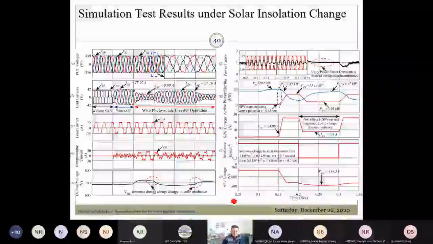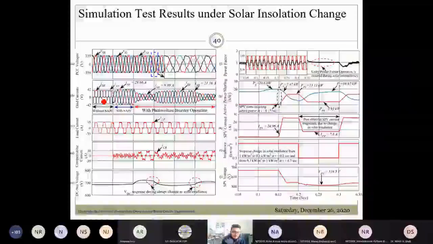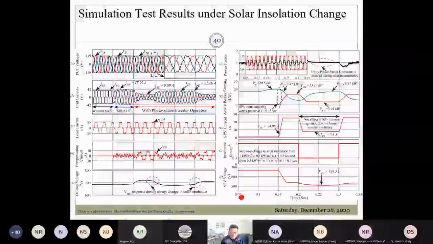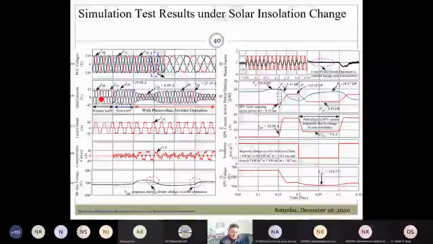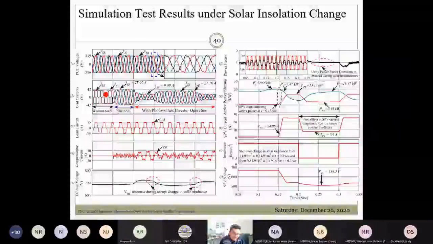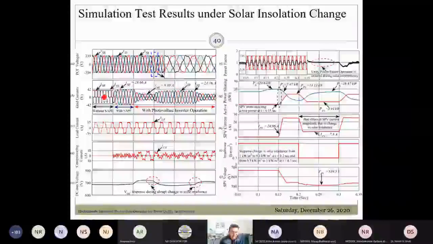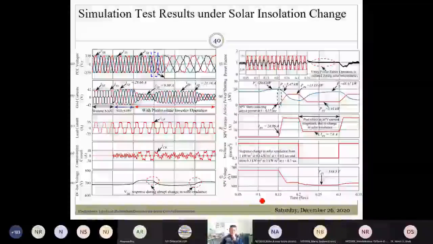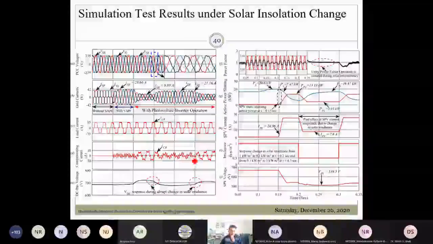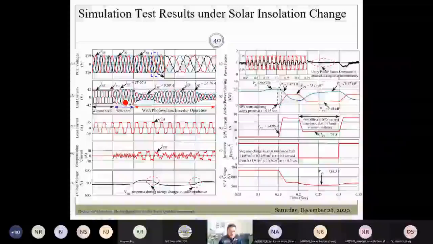During the time interval 0.05 to 0.1 second, the active harmonic filter is disabled, and hence the grid currents and load currents are identical to each other. On the other hand, when the active harmonic filter is enabled at t equal to 0.1 second, the grid currents turn out to be sinusoidal.